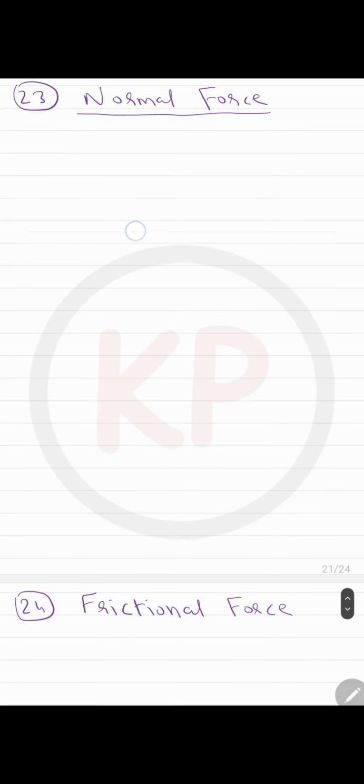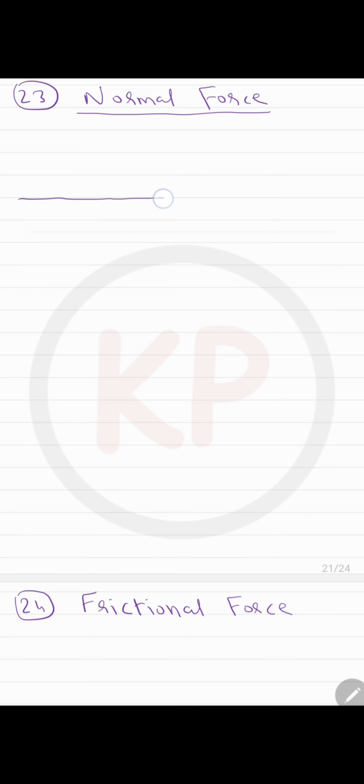Let's see normal force. It's not actually normal as such, but normal here means perpendicular. So if an object is kept on a table, the force mg due to the mass will act in the downward direction.